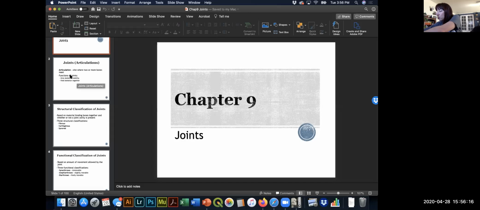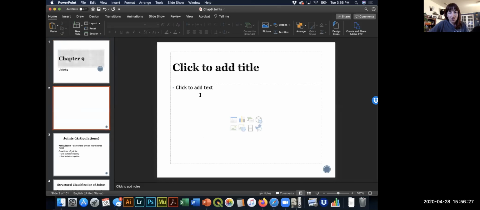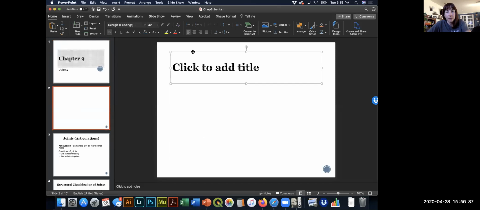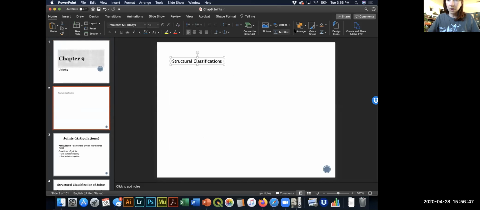Versus structural classifications. Maybe we should see if we can make a chart for funsies. So you've got your structural classification and your functional classification.